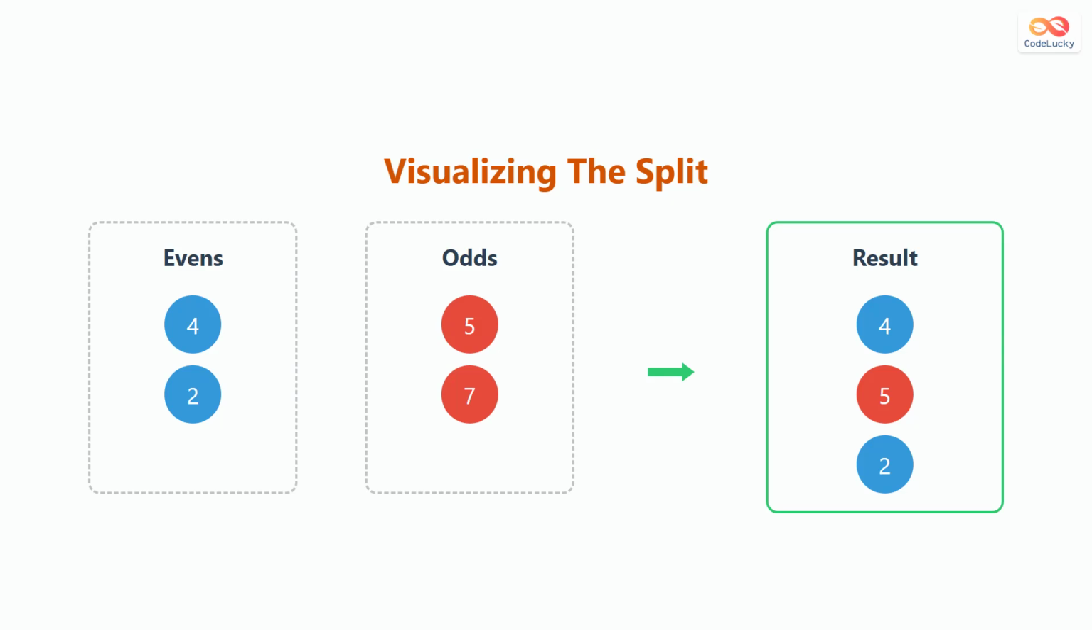Visually, it looks like this. We take our mixed bag of numbers and sort them into an evens bucket and an odds bucket. Once separated, we simply merge them back together, taking one from the evens bucket, then one from the odds bucket, and so on.